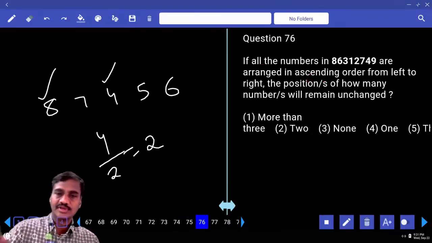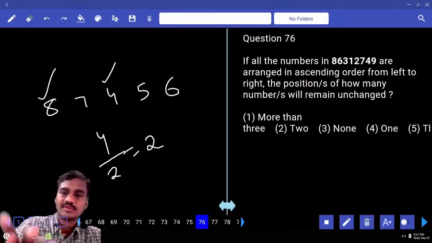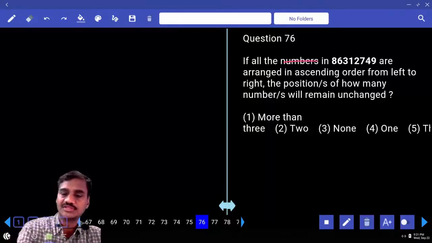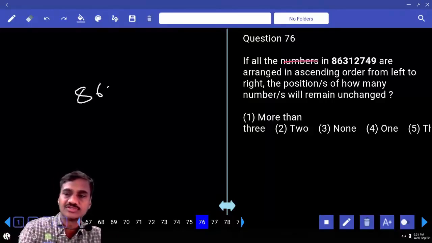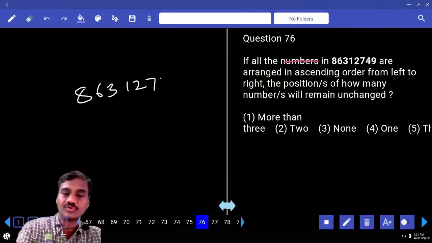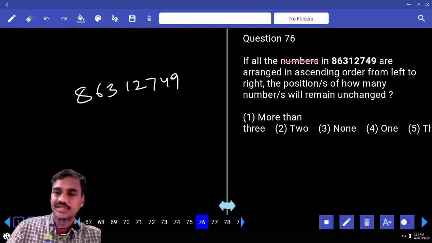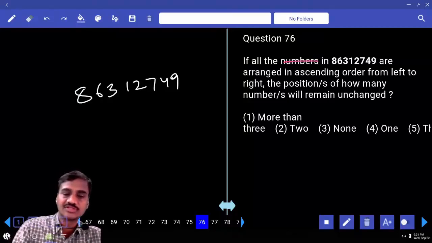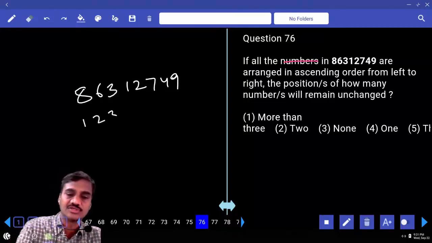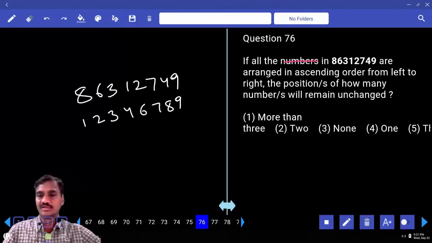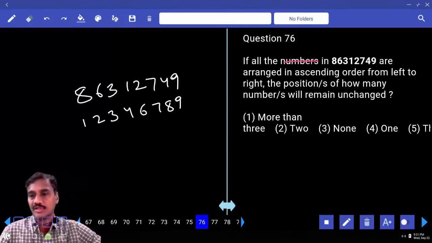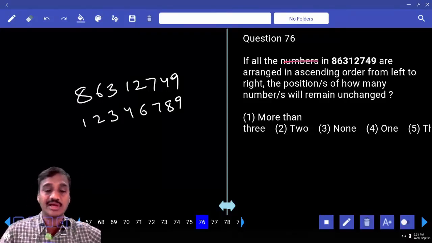Question 76. If all the digits in the number 863124749 are arranged in ascending order from left to right, the positions of how many digits will remain unchanged? Arranged as 1 2 3 4, next 6 7 8 9, all the digits are in ascending order from left to right.